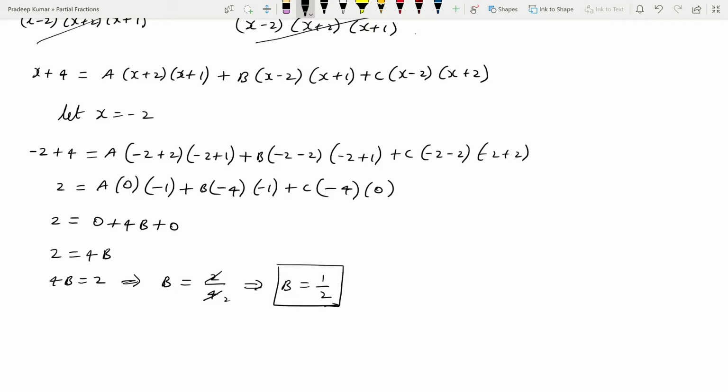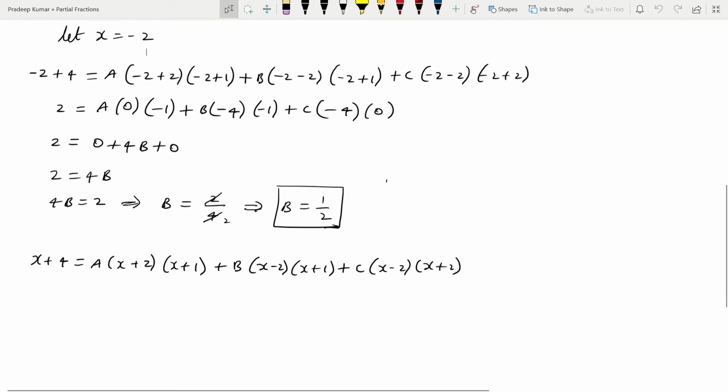We'll further solve it and we'll even get A and C values. So further we'll write this particular equation. I'll write x plus 4. We're writing the equation again just to solve it. For clarity I'm writing it; if not, we can even write directly. X minus 2, x plus 1, plus C, x minus 2, x plus 2. In order to get B value, we have taken x equal to -2. Now let's find out even C value. In order to find C value, I'll just take x equal to -1.